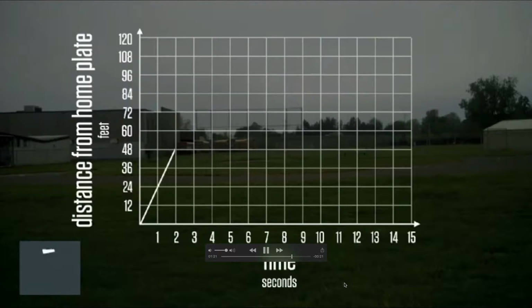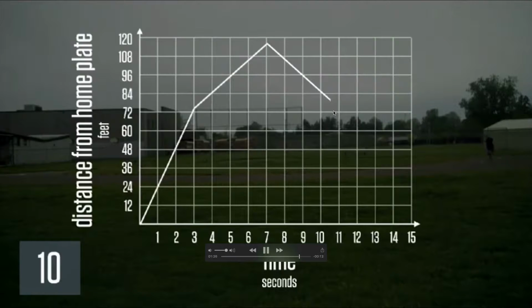which is why it gives you this answer. Hits first, hits second, hits third, and then back to home plate.